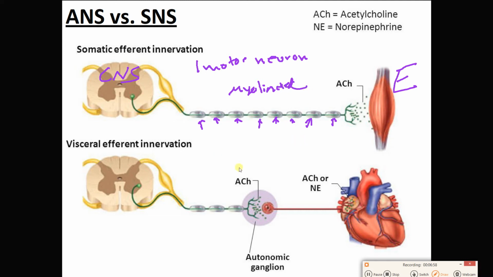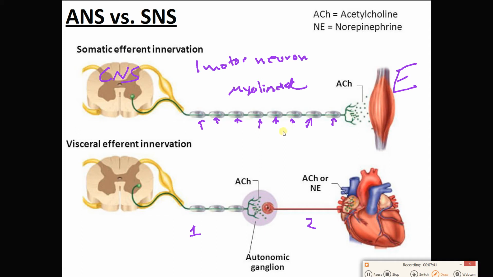Now, if we contrast this to the autonomic pathway, we're starting in the lateral horn of the cord here. We still come out the ventral root. But look, there's not one neuron. There are two neurons. So it is a two-neuron pathway. The first neuron is myelinated, although it's lightly myelinated. The Schwann cells aren't as thick. But the second neuron, the one that actually ends up going to our target tissue, is not myelinated at all. It's unmyelinated.